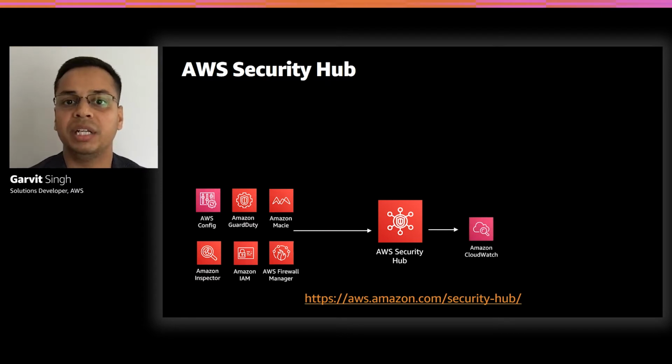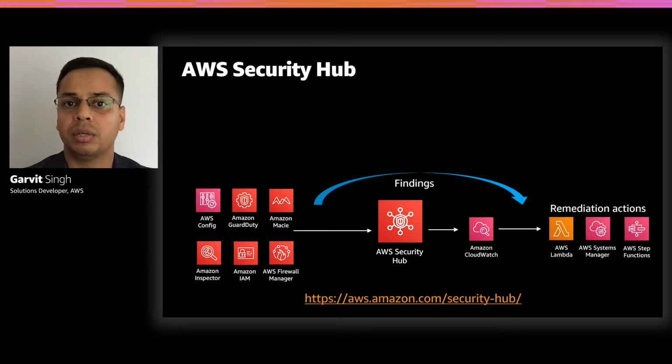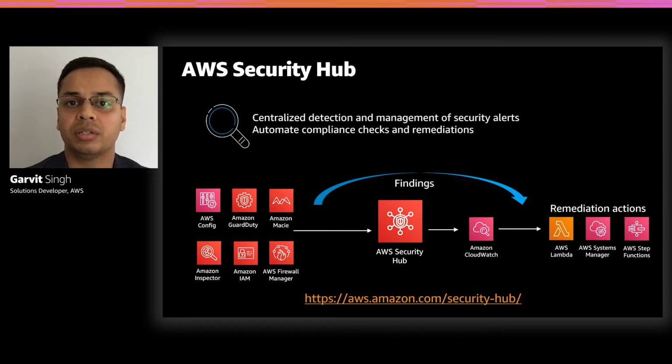AWS Security Hub integrates with a CloudWatch Events rule, which in turn implements the remediation actions using either Lambda, a Systems Manager automation document, or Step Functions. So essentially what Security Hub gives us is centralized detection and management of security alerts, and it helps you to automate compliance checks and remediations.